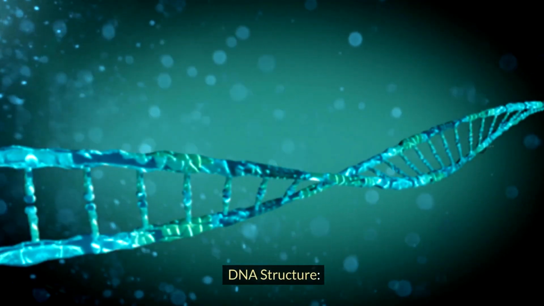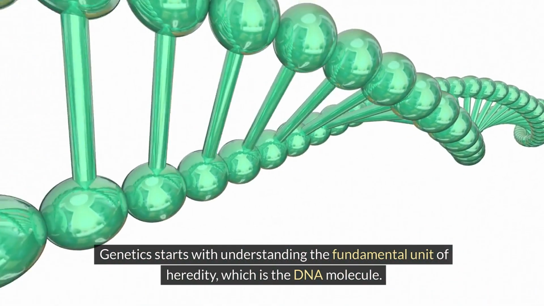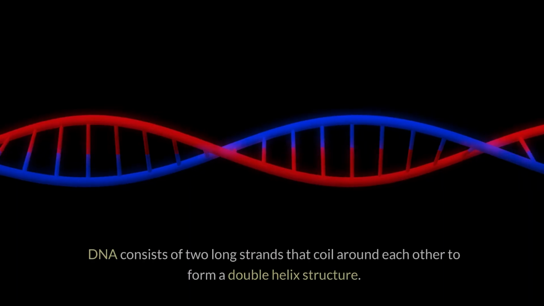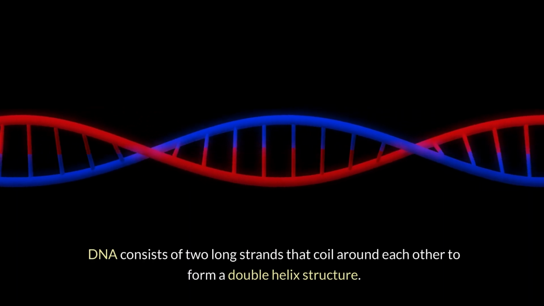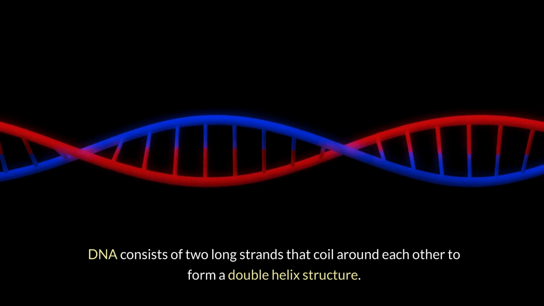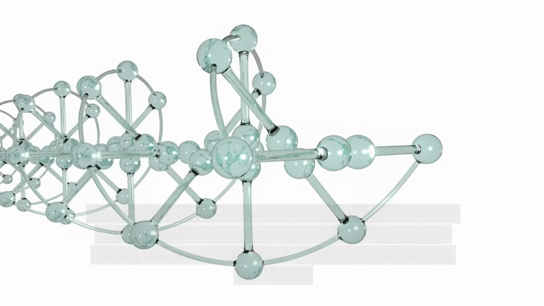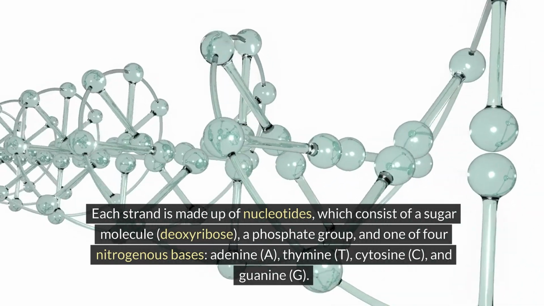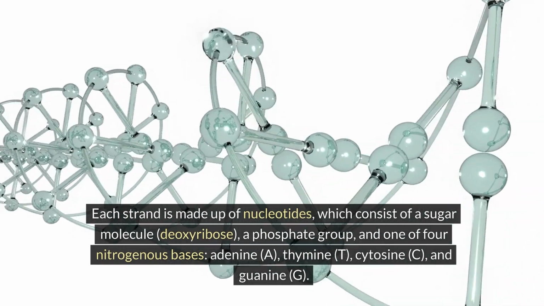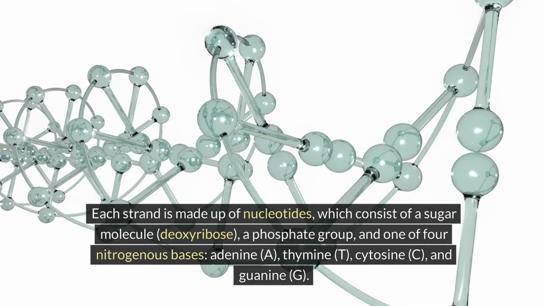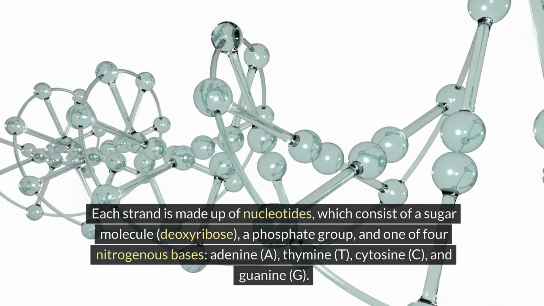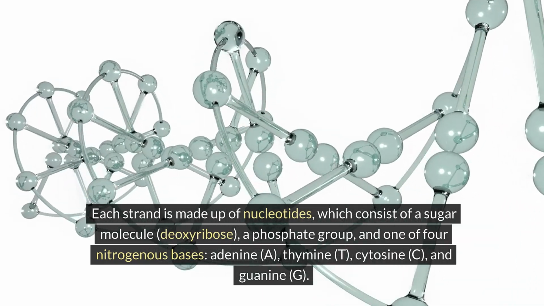DNA structure. Genetics starts with understanding the fundamental unit of heredity, which is the DNA molecule. DNA consists of two long strands that coil around each other to form a double helix structure. Each strand is made up of nucleotides, which consist of a sugar molecule, deoxyribose, a phosphate group, and one of four nitrogenous bases: adenine, A, thymine, T, cytosine, C, and guanine, G.